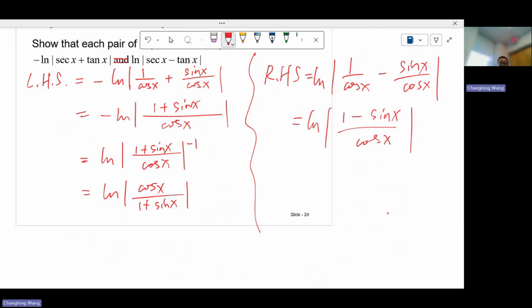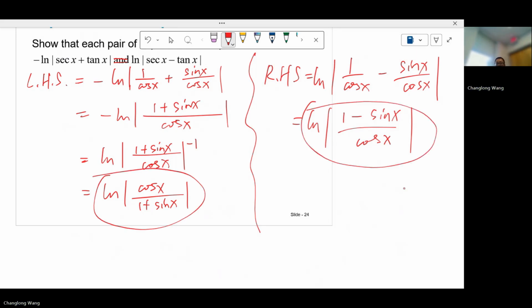All right, so now let's take a close look at those guys. I'm going to make them look the same. They look similar, but they're way different from each other. This guy has cosine on the numerator, this guy has cosine on the denominator. This guy has 1 plus sine here, and this guy has 1 minus sine at a different place. Again, I'll let you think for just a brief moment.